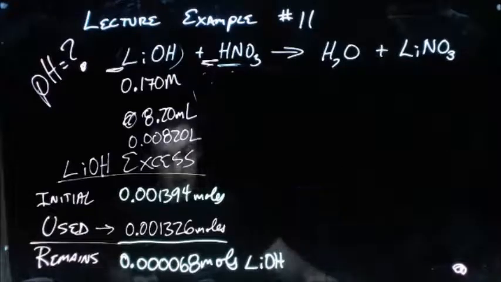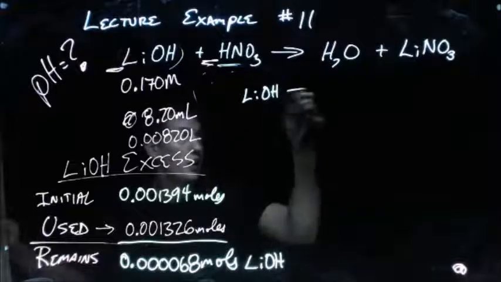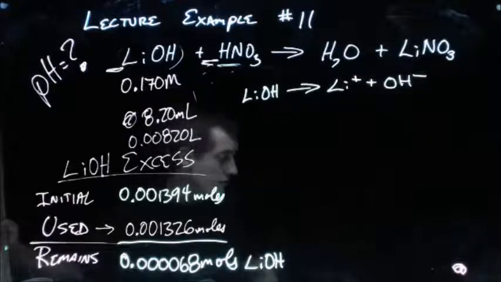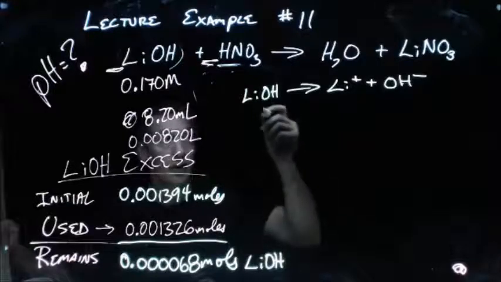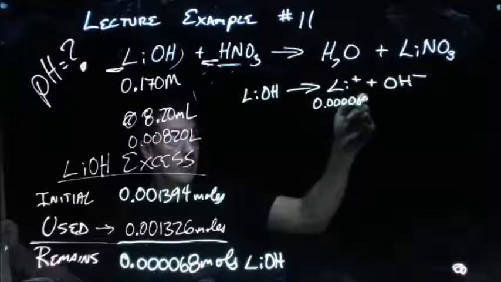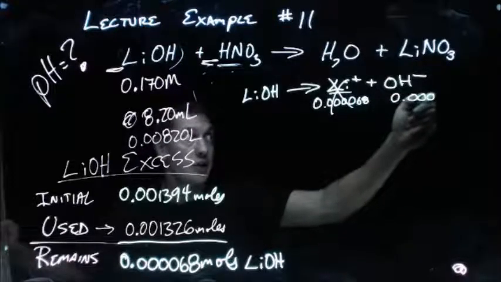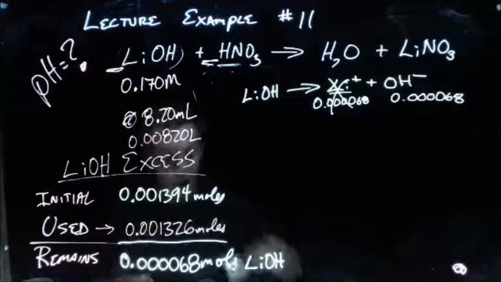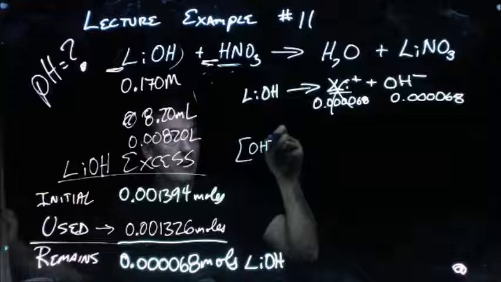All right, so little reminder, lithium hydroxide is a strong base. So it's going to dissociate completely into lithium ion and hydroxide ion. So if 0.00068 moles of lithium hydroxide are in water, they are going to dissociate into 0.00068 moles of lithium ion, which we don't really care about, but it's also going to make 0.00068 moles of hydroxide ion, and that is where our interest lies. So I need to know the concentration of hydroxide ion.